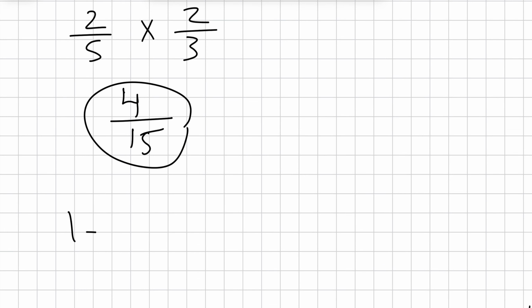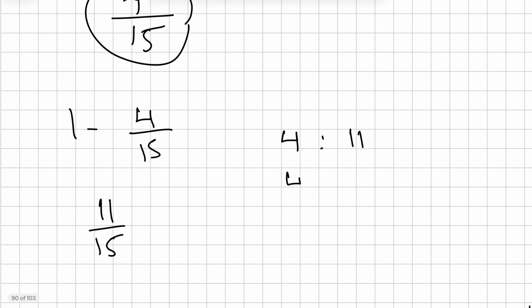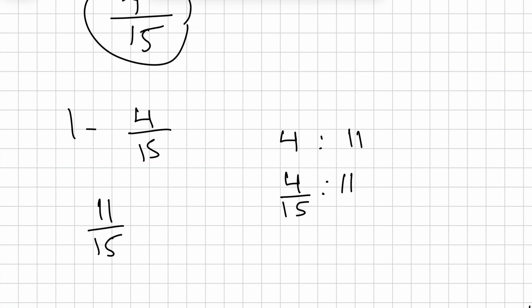And if you take 1, which is the whole number of people studying languages in general, subtract 4 over 15, what will you get, guys? You will get the rest of 15, which is going to be 11 over 15. So the ratio that we should write here is 4 to 11. 4 students studying Spanish to 11 students who are studying everything except Spanish, the rest. Or you can also write it in this form, 4 over 15 to 11 over 15.